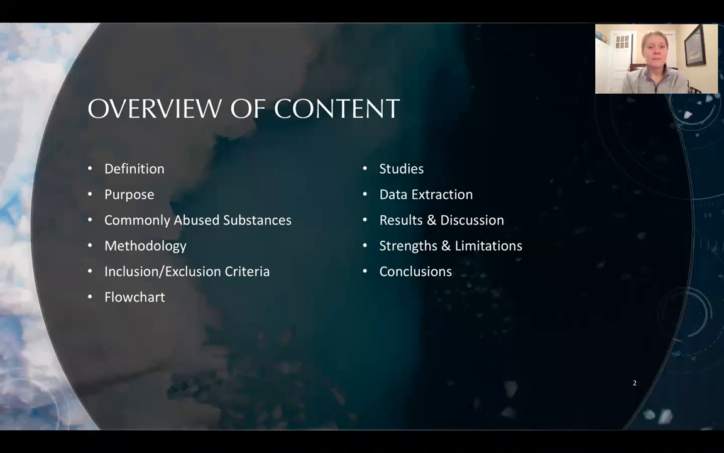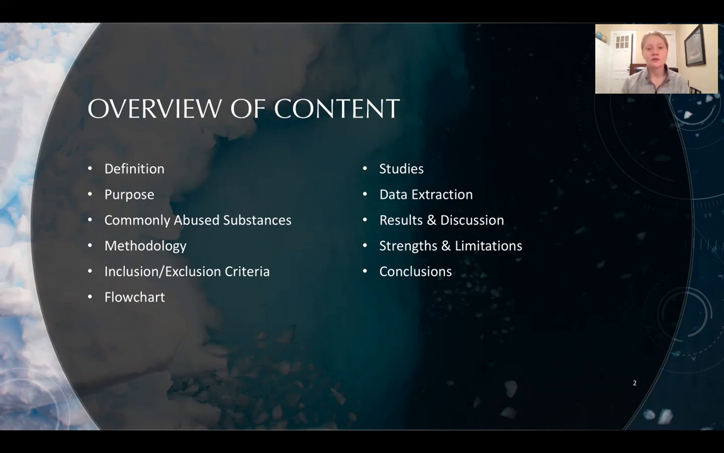All right, a bit of an overview of the content I'll be discussing throughout this presentation. First, I will be defining the problem of substance abuse itself and further explaining what that entails. I will discuss my purpose statement and the aim of my research. After that, we will be covering commonly abused substances and discussing a bit more about the classification of those substances. I will go on to discuss the methodology that I used whenever I was carrying out and conducting my research and the process that included.